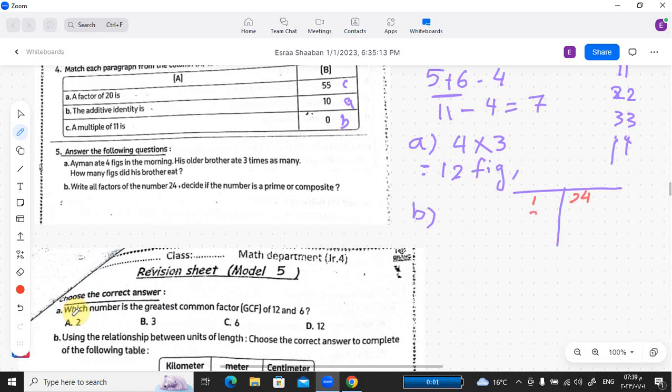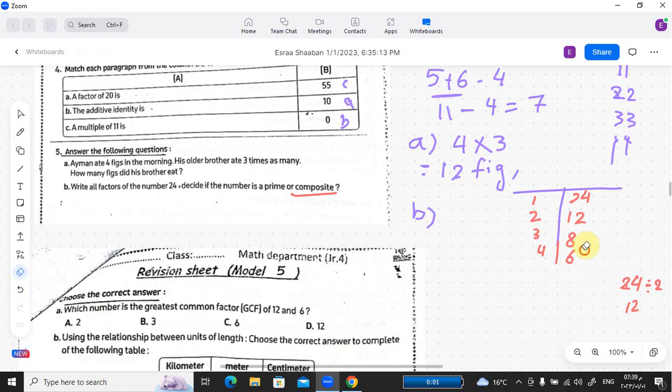And 2, because this is even, I will do it as 24 divided by 2. 2 divided by 2 is 1. 4 divided by 2 equals 2. After that, 3 times 8. After that, 4 times 6. So these are all the factors of 24. Is it prime? No, of course not, because a prime has only two factors, 1 and itself. So this is composite.